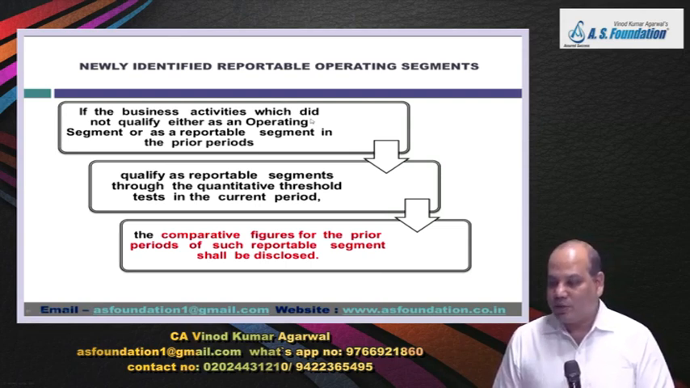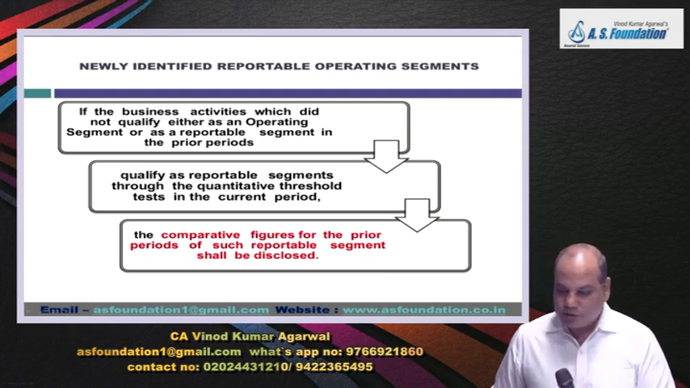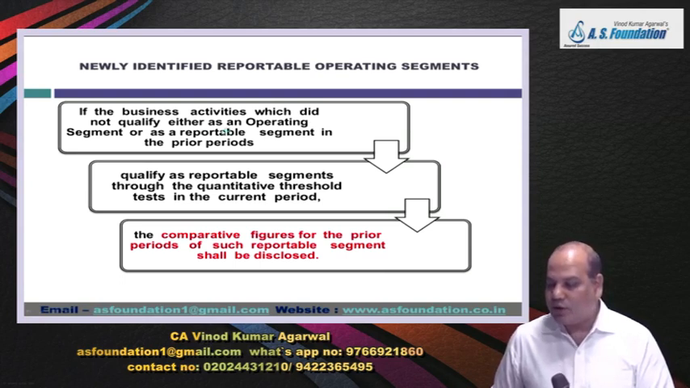Then the problem will be comparison. How will you give the comparative? So here the standard says, the business activity which did not qualify either as an operating segment or as a reportable segment in the prior period, but qualifies as a reportable segment through the quantitative threshold test in the current period. Current year it meets the 10% criteria.